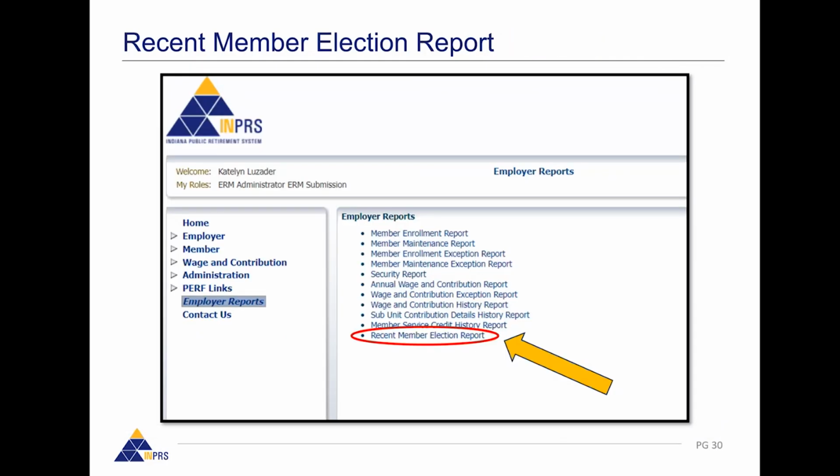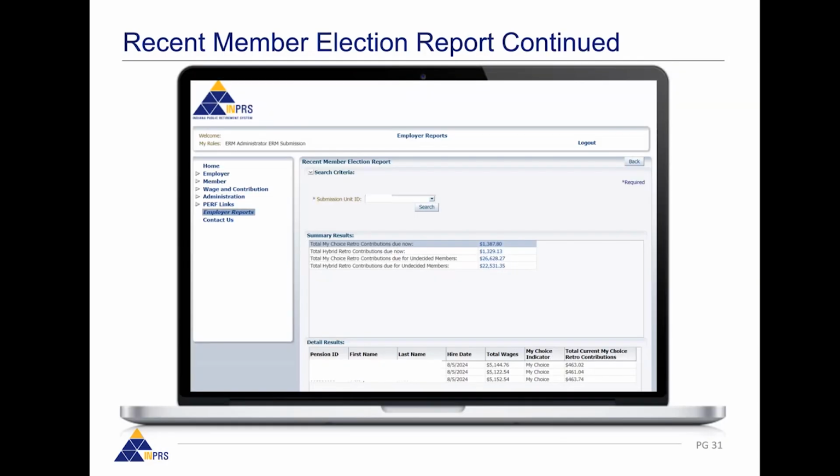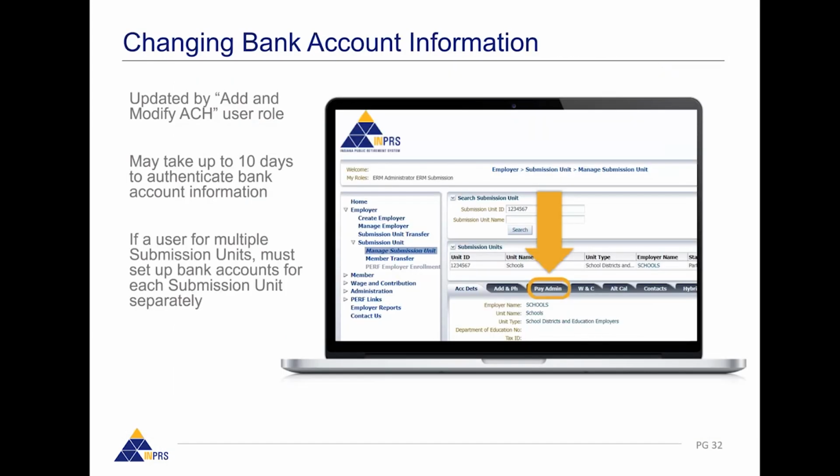But for bank account information, if that ever needs to be updated, you would go back to that manage submission unit screen. So again, that's under employer and then under the submission unit menu. And you need to have special access in order to view or modify the bank accounts. Not every ERM user has that access. But if you are the authorized agent for the unit, you are meant to have this user role.